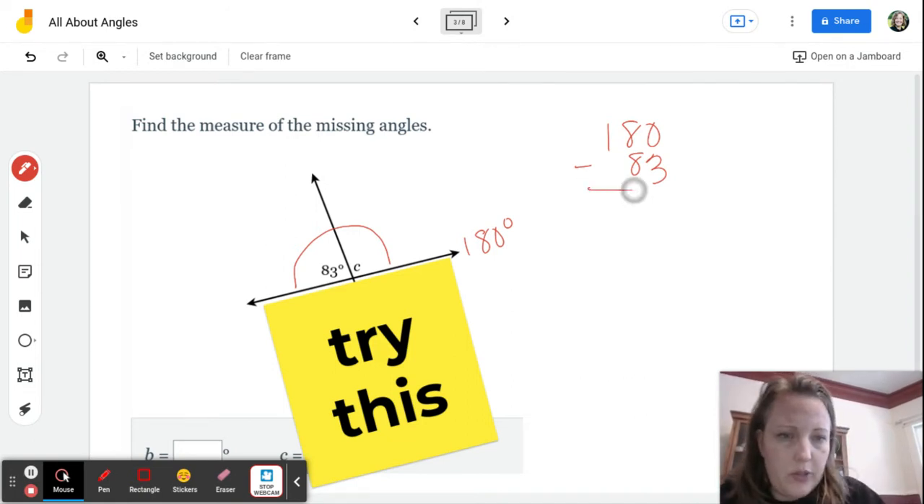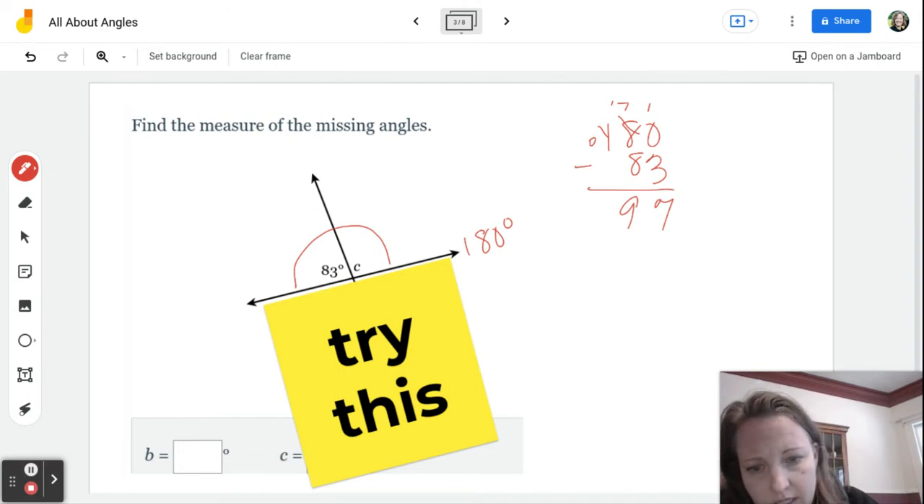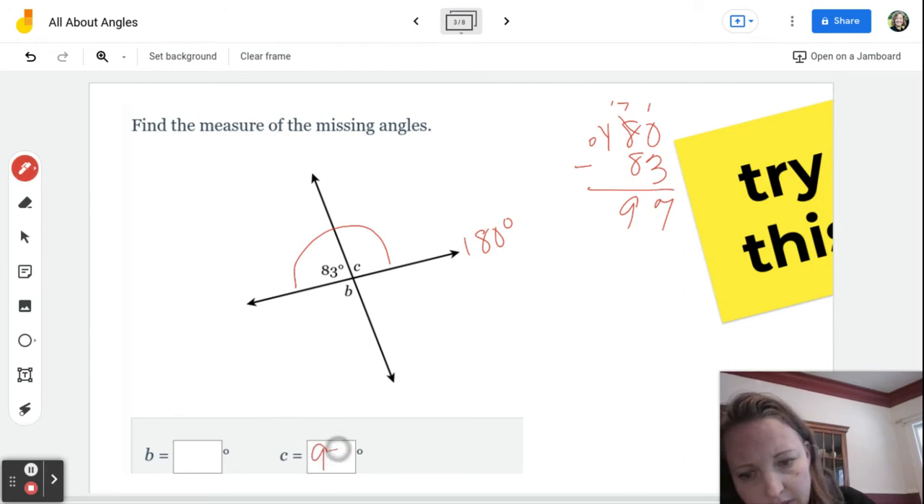So again, subtract. So 180 minus 83 is 97. So the measure of angle C, let me move this out of the way. Maybe not. Let's see, undo that line, grab the arrow. Measure of angle C was 97 degrees. Okay, so this is 97.